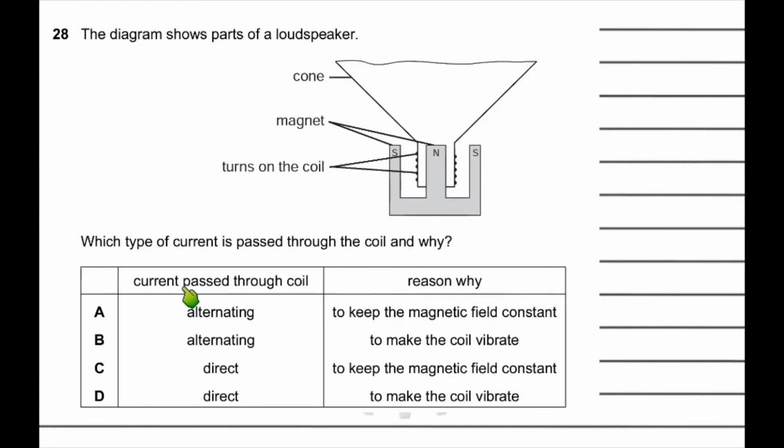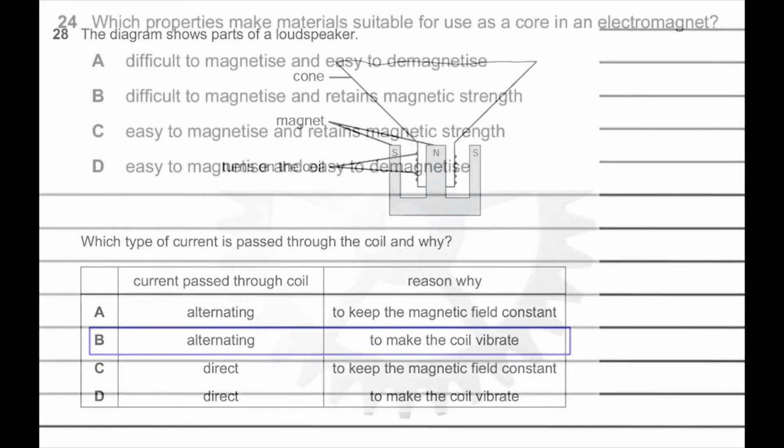So the answer is alternating current, because alternating current means an alternating magnetic field, so it will create a force of repulsion and attraction, and the cone will vibrate. And the reason is to keep the magnetic field constant? No, alternating current changes the magnetic field because of the change in direction and magnitude of current. So to make the coil vibrate, the current should be alternating. So the answer is B.